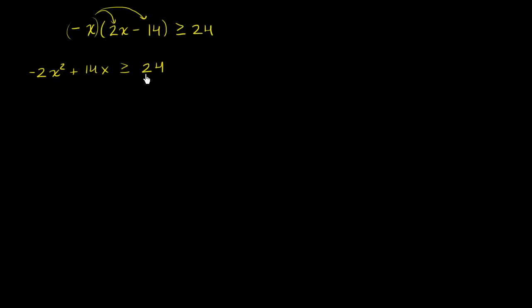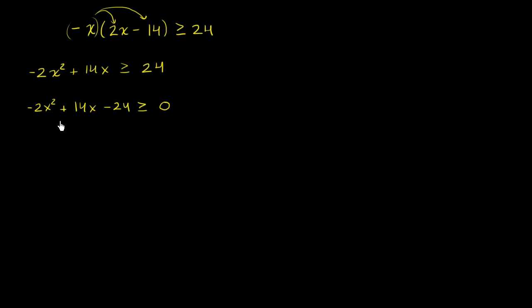Now I'm going to subtract 24 from both sides just so that we have a 0 here, and then we can think about factoring what we have here on the left. So we have negative 2x squared plus 14x. I'm going to subtract 24 from both sides. So minus 24 is greater than or equal to, I've subtracted 24 from the right as well, so that's going to be greater than or equal to 0.